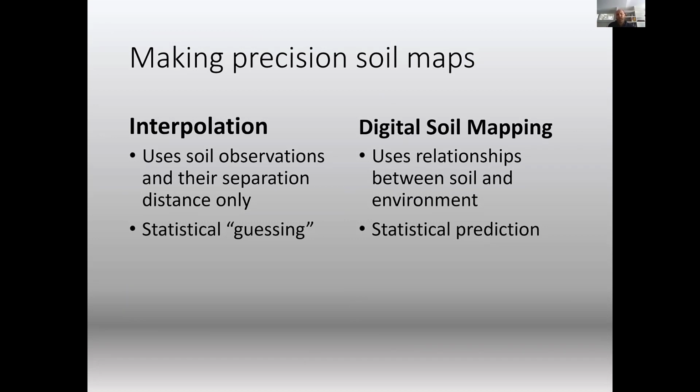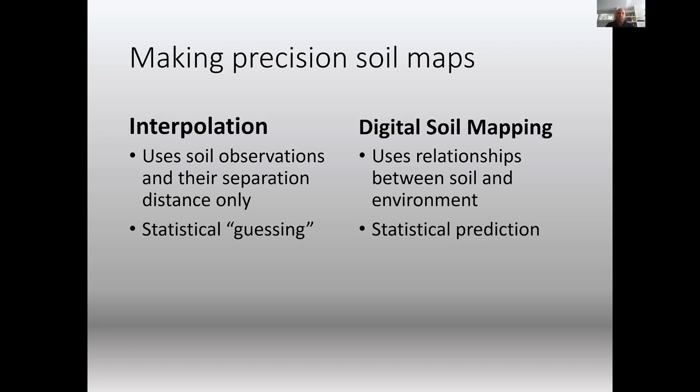Digital soil mapping takes a similar approach, but instead of using just the correlation between observations in space, it's also going to bring in additional environmental data. And we're going to use that correlation between measured soil observations and the environment to do something that's more akin to a statistical prediction or an empirical model of the spatial soil distribution, or the spatial patterns we see in soils.